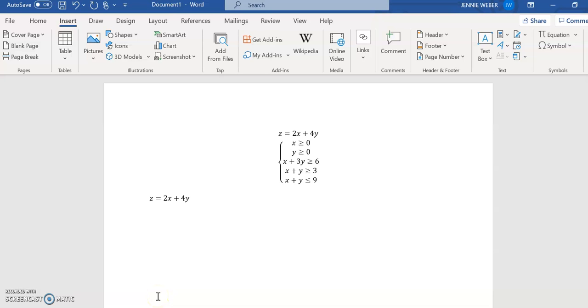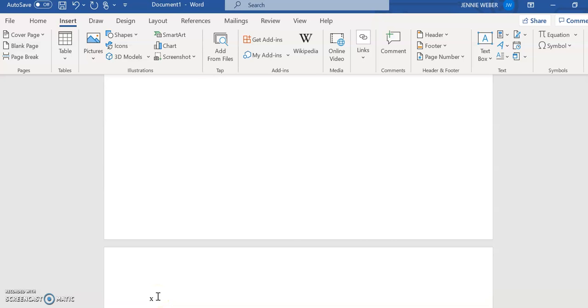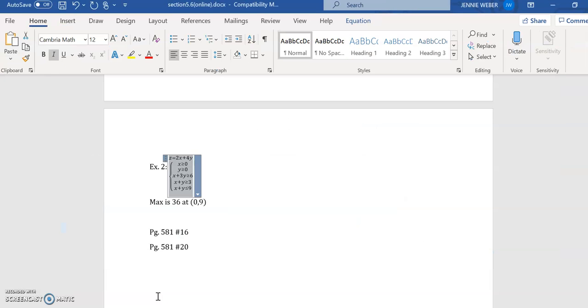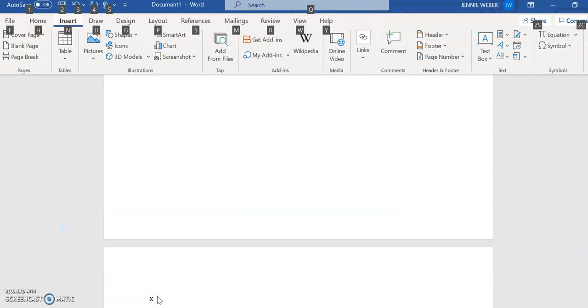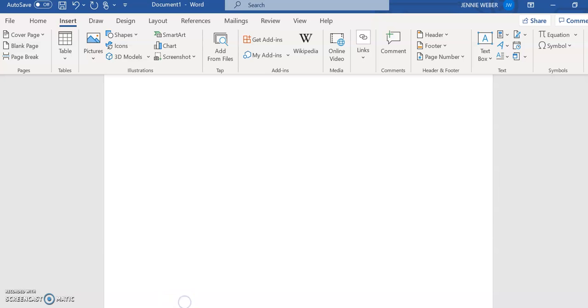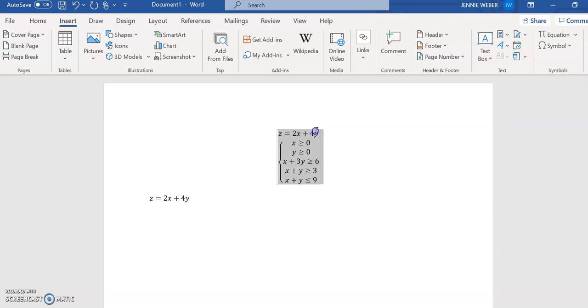Okay, we want to find the maximum or minimum, actually. Yep, maximum here. It helps to write down the entire problem. I want to do the maximum of this objective function. I can see I have z equals 2x plus 4y, and then I have my list of constraints.